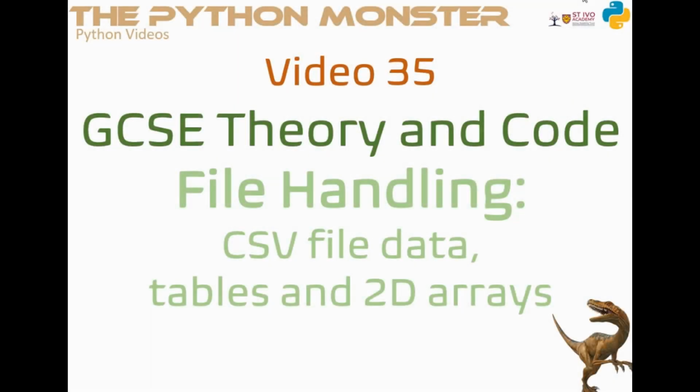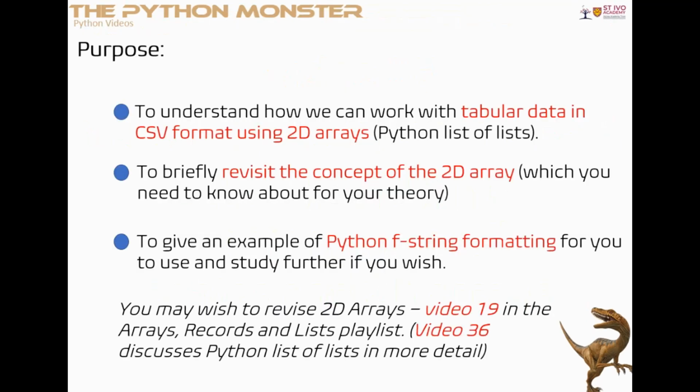Welcome to video 35. This video is all about file handling with CSV file data, tables and two-dimensional arrays. So the purpose of this video is for you to understand how we can work with tabular data in CSV format using two-dimensional arrays. Two-dimensional arrays you can also refer to as Python list of lists. And tabular data, guys, means data that is represented in a table format. So for example, a database table or of course a spreadsheet. Both of those are examples of tabular data.